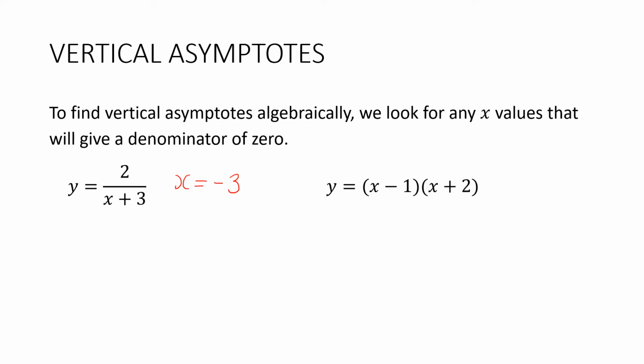Now this question is a bit of a trick. This one doesn't have any asymptotes because it doesn't have a denominator. How about this one? This one has two asymptotes. There's a problem when x is equal to 1, and there's a problem when x is equal to -2. So the asymptotes are x is equal to 1 and x is equal to -2.